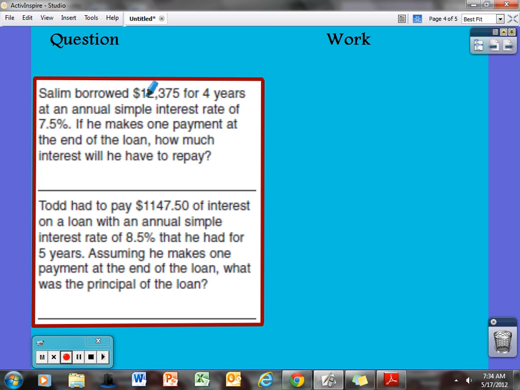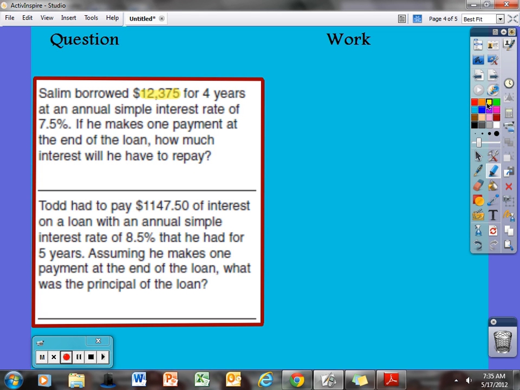Salim borrowed $12,375 for 4 years at an annual simple interest rate of 7.5%. If he makes one payment at the end of the loan, how much interest will he have to repay? So he's borrowing $12,375. I know that that is the principal. I'm going to put a P above it. That's the principal. That's how much he's borrowing.